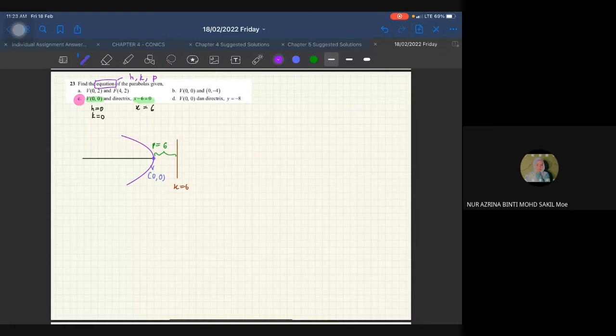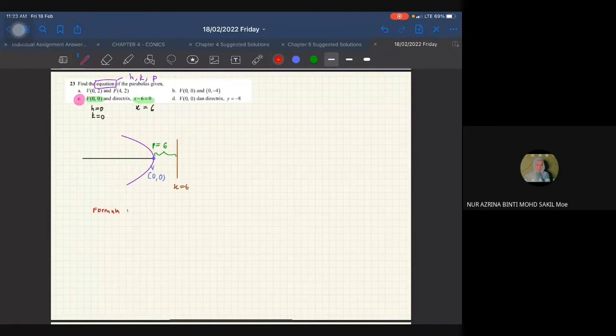Okay, so just masukkan dalam formula. But you need to remember, you need to use the correct formula. So this one dia open to the left, so dia adalah negative. Okay, and then dia bukan yang senyum ataupun masam. So maksudnya the square goes to y, not to x. Okay, so your formula, saya tunjuk sahaja formula dia.